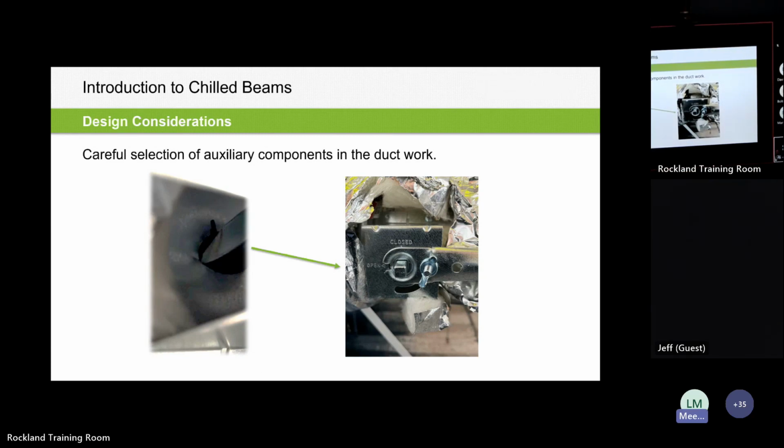Yep, leakage. And when you get up to 0.8 inches or higher of static pressure, it can impact several CFM of what we're driving from the VAV down to the chilled beam. So just something to keep in mind, making sure we specify the right auxiliary components.